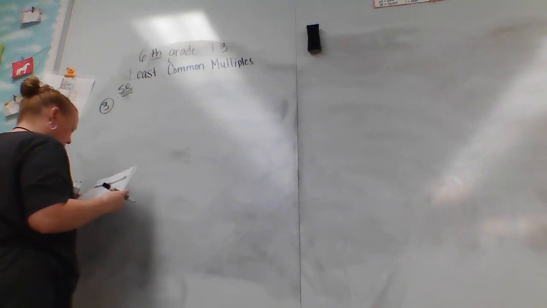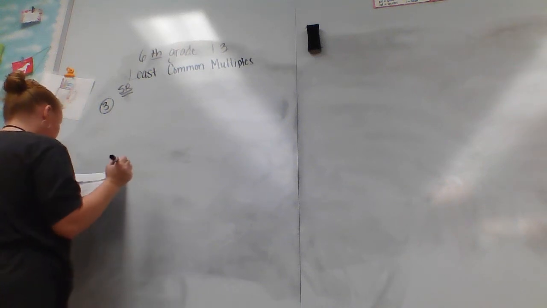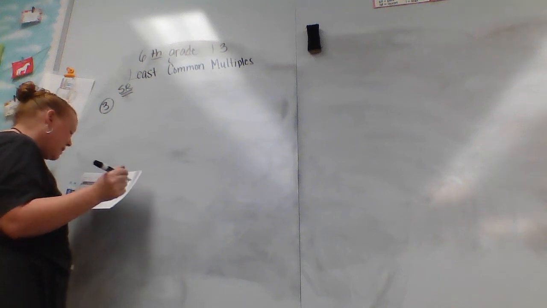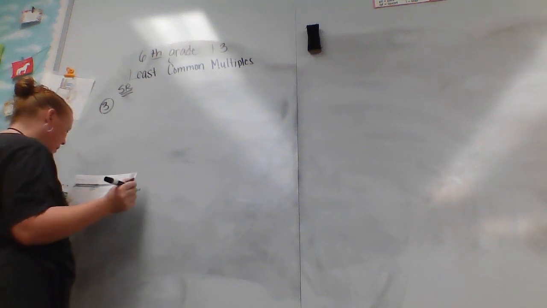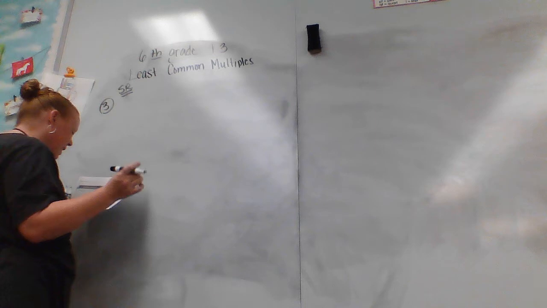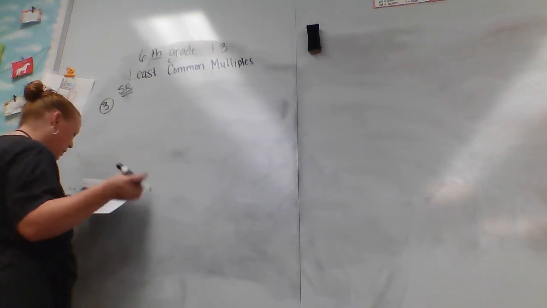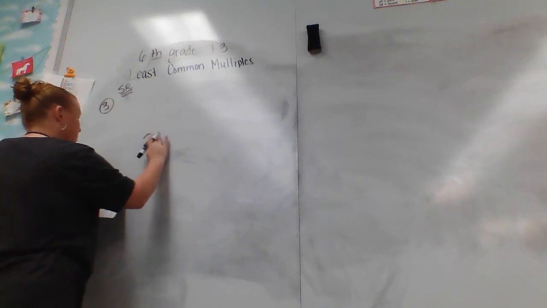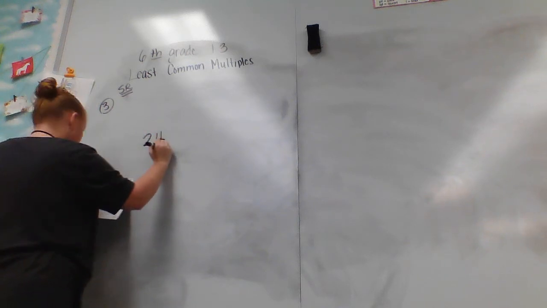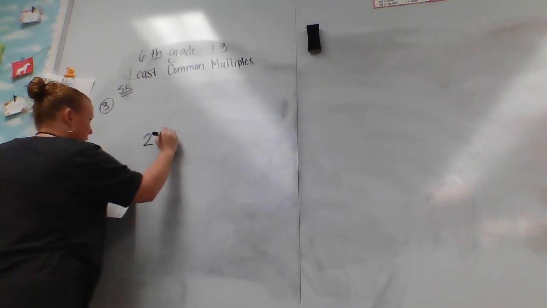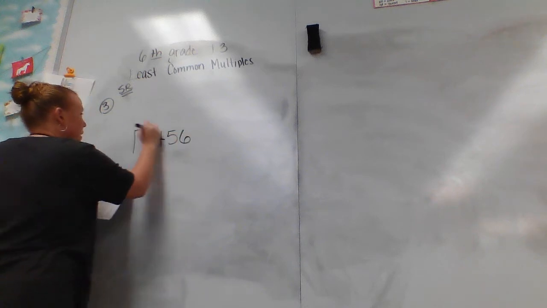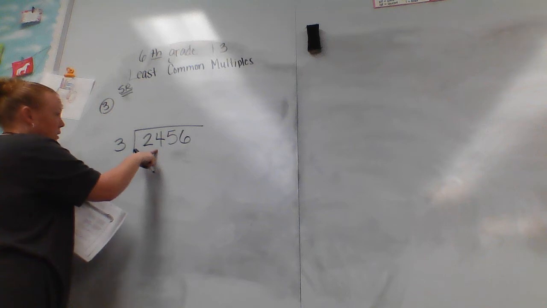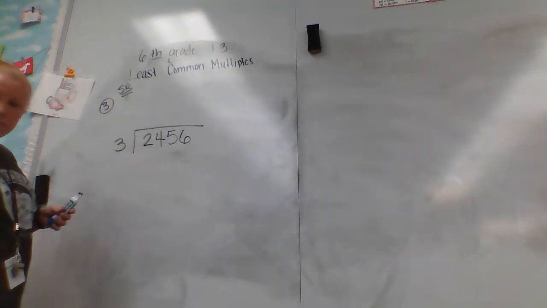Okay. It says John has 2,456 pennies in his coin collection. He has the same number of pennies in each of 3 boxes. Estimate to the nearest hundred the number of pennies in each box. So, 2, 4, 5, 6, and there's 3 boxes. So, 3 does not go into 2.